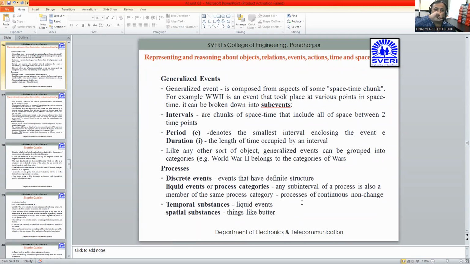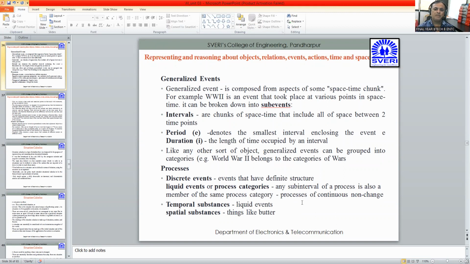Now, in these generalized events, if you look at the sub-events that have been happening, then we can also find out the intervals. Intervals are nothing but the chunks of space-time that include all the space between two time points. So there is a space-time chunk because we have broken it into sub-events. The interval between two time points is called the interval, or chunk of space-time. Because we broke it, there is a World War II.